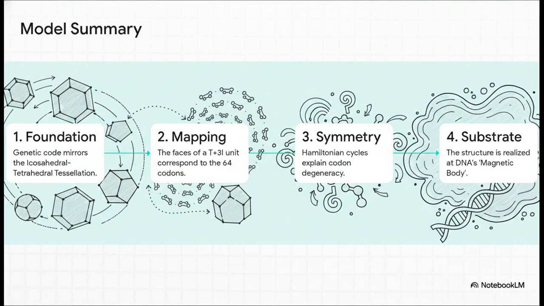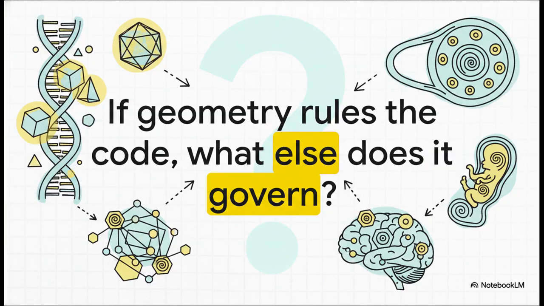So to summarize the logical progression of the model, it begins with a geometric foundation, establishes a direct numerical correspondence to the 64 codons, employs dynamic symmetry to explain codon degeneracy, and finally proposes a physical substrate at the magnetic body of DNA. We conclude not with a statement of fact, but with a provocative question for further contemplation. If life's fundamental code is indeed underpinned by a universal geometry, what other biological phenomena might also be governed by its principles?